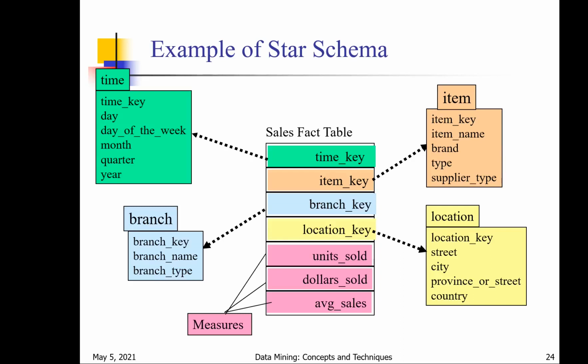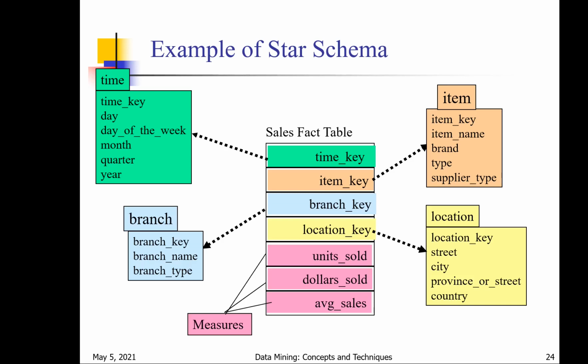It is an example of star schema. In this we can see the fact table. Sales fact table is the central fact table. Next, time, item, branch, location are the dimension tables. This sales fact table is surrounded by these four dimension tables, and it contains measures like units sold, dollars sold, average sales. So a fact table is nothing but a collection of dimensions and measures. Here the sales fact table is the collection of these four dimensions and these measures.